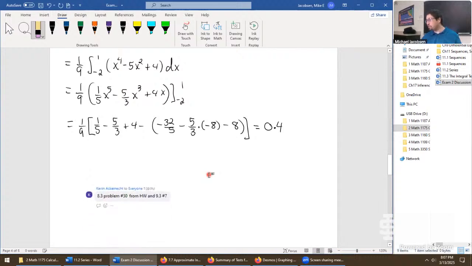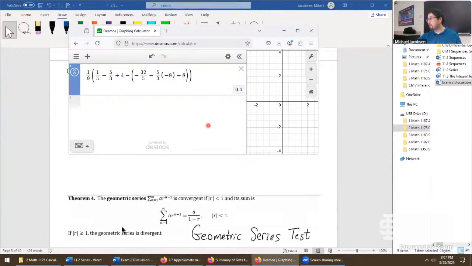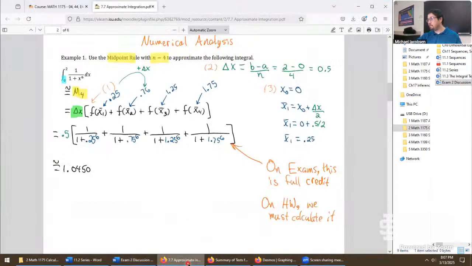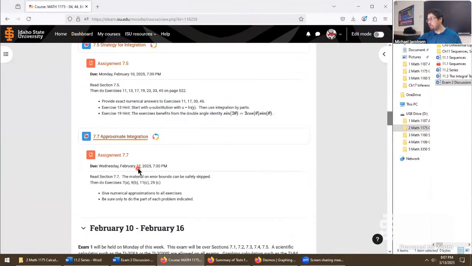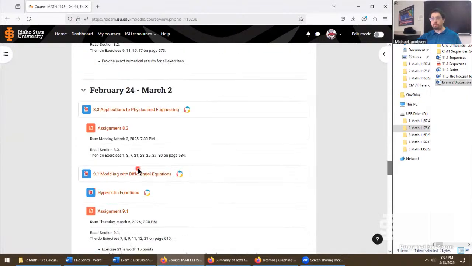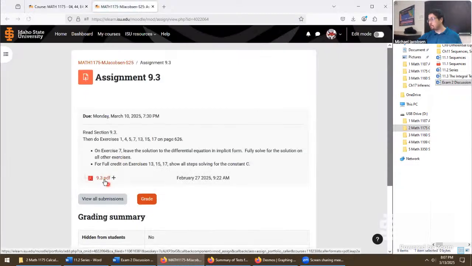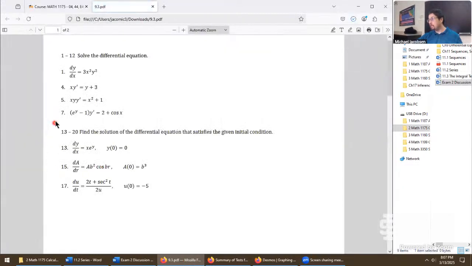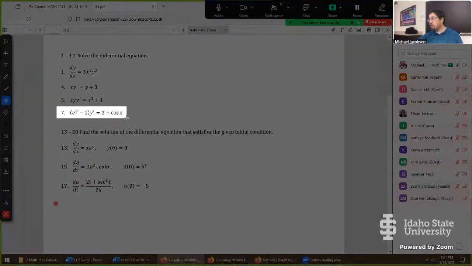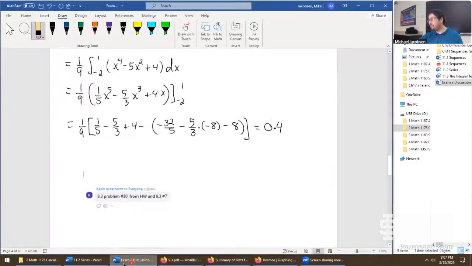Okay, we've got another question lined up. So 8.3, 30, and 9.37. Let's take a look into that one. So now 9.3, we're dealing with separable differential equations. And on 7, well, that's a good choice. Looks like a lot going on in that one. Just an ordinary solve this differential equation style of question.